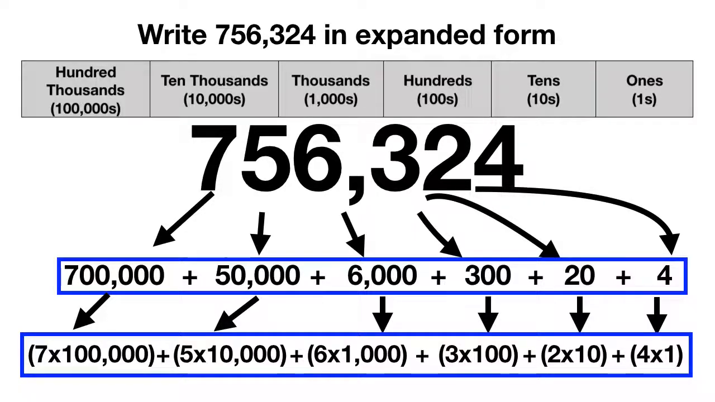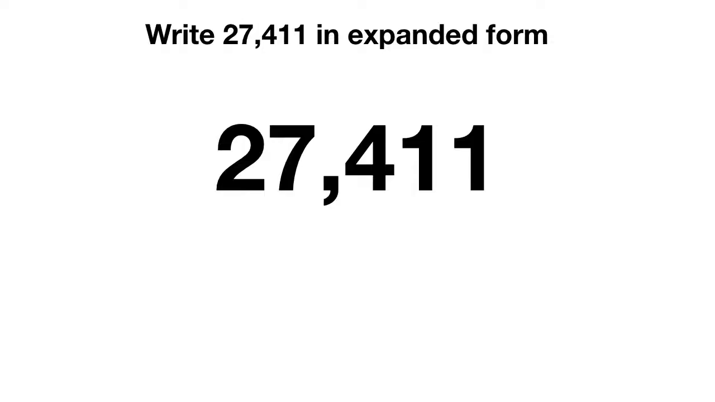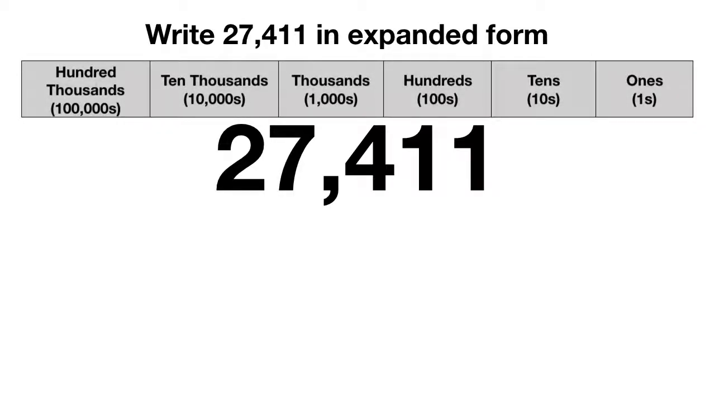Now here's your last problem for today. Write the number 27,411 in expanded form. Well, we have the number 27,411, and we have to think about each place value. Now this is tricky. The 2 is not in the hundred thousands. The 2 is in the 10,000s. So it has a value of just 20,000.